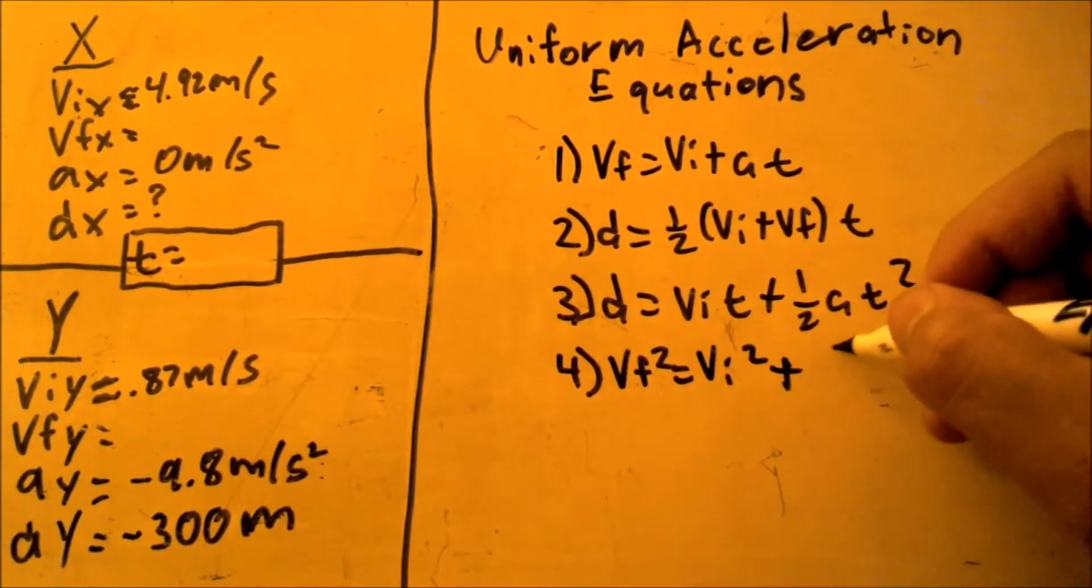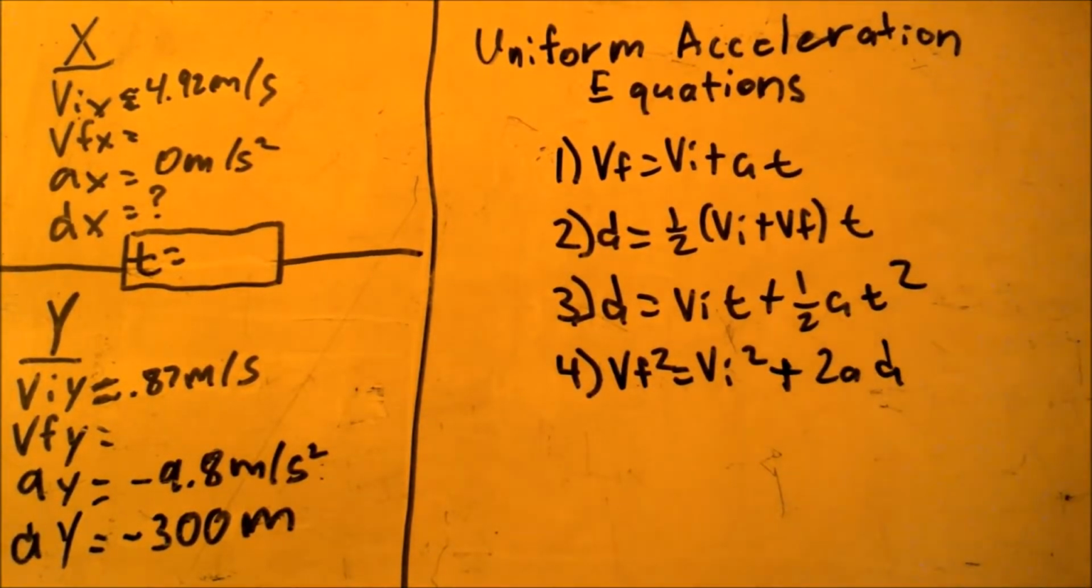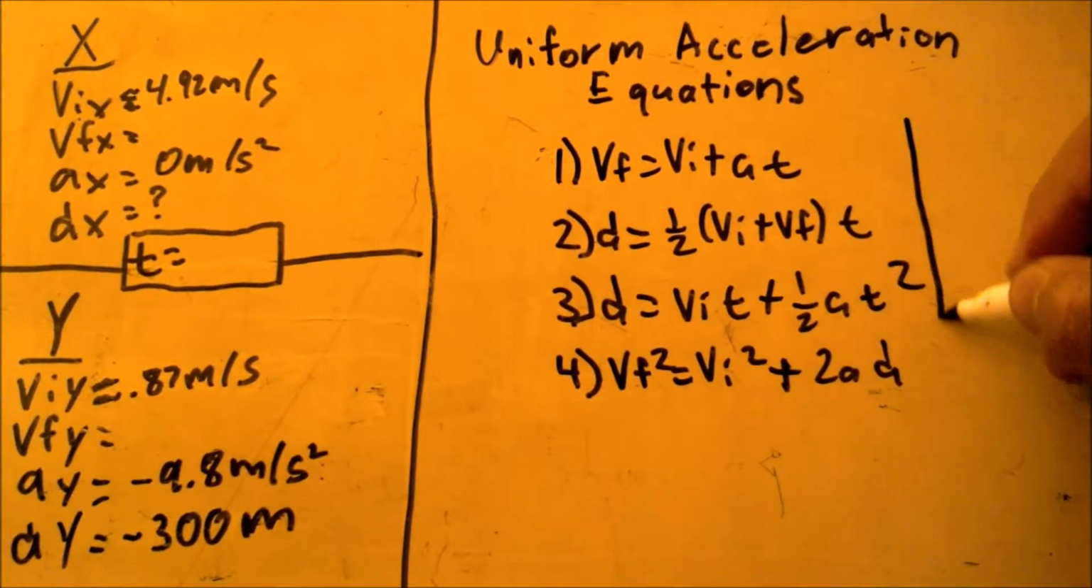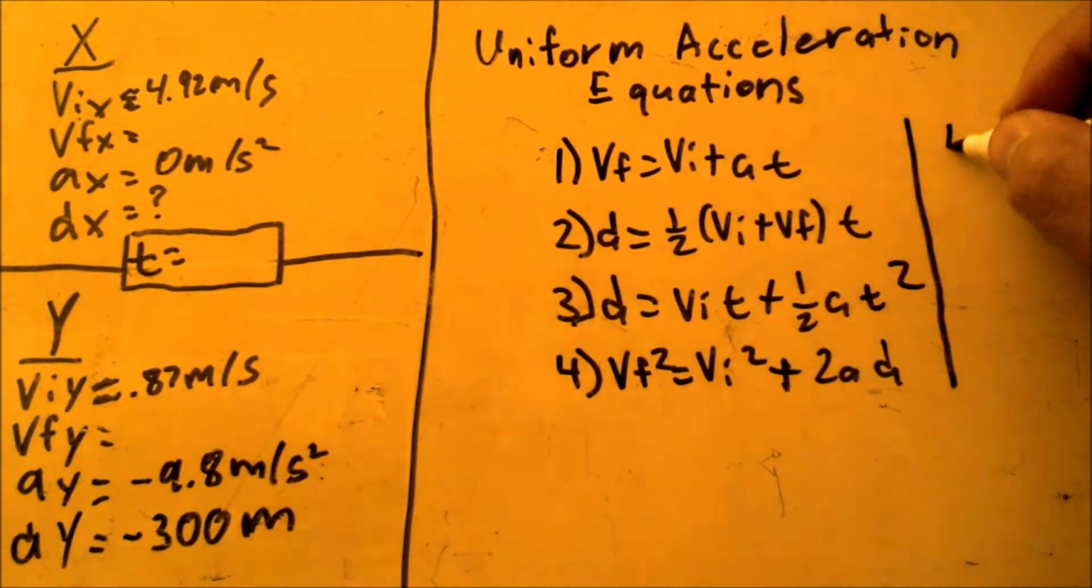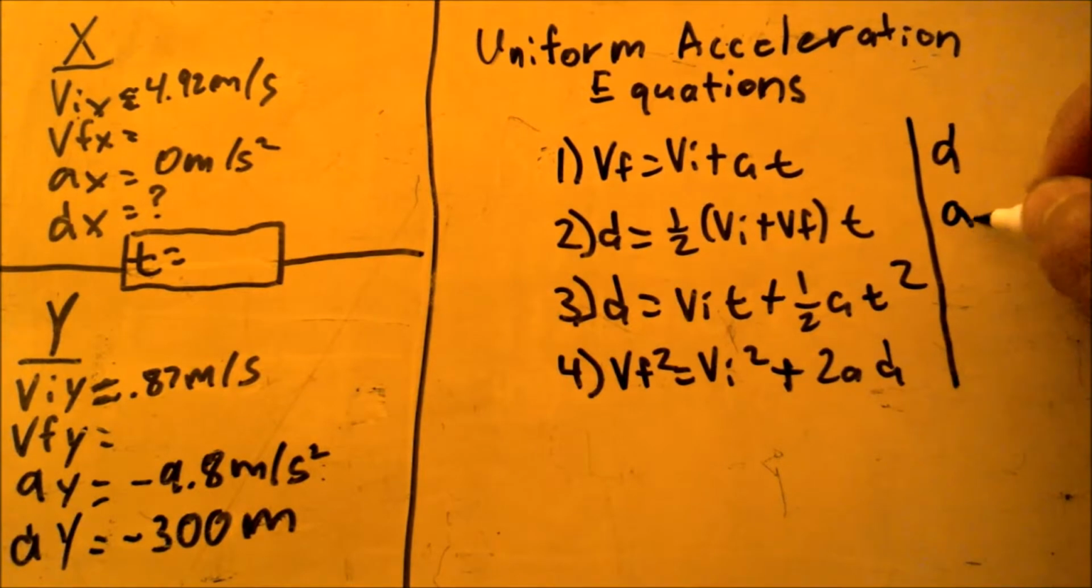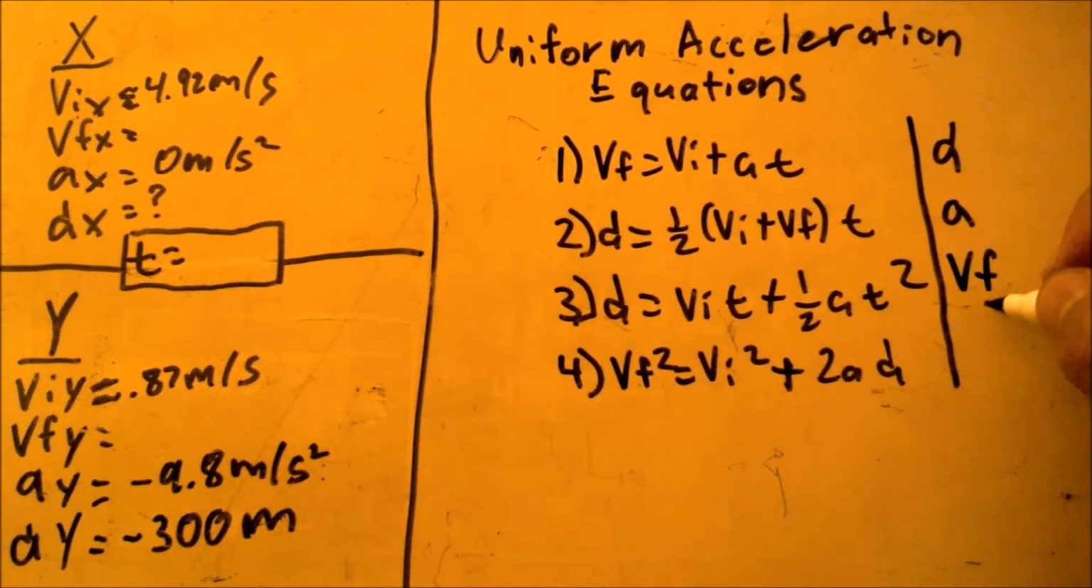You might have noticed something here though. Each equation is missing one variable. The first one is missing d, the second one is missing a, the third one is missing velocity final, and the last one is missing t.